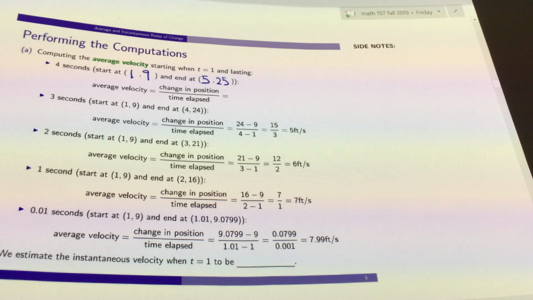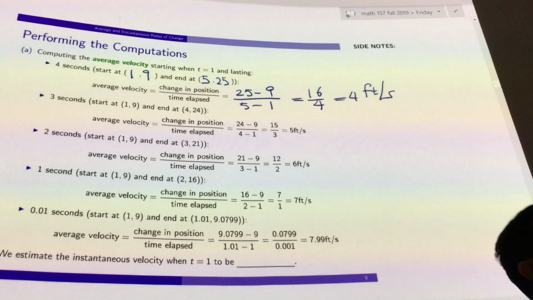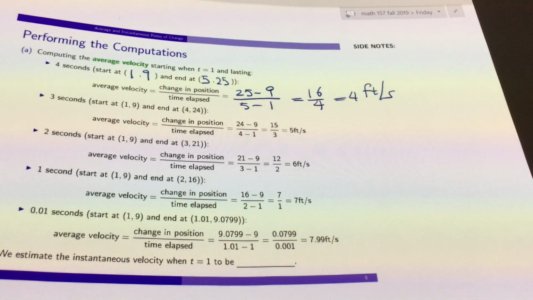But then you have a time difference and you also have the position difference. You can compute it. The distance is 25 minus 9 over 5 minus 1, so you have 16 over 4. So you get 4 feet per second. This is an average velocity for the time period from t equals 1 to t equals 5.